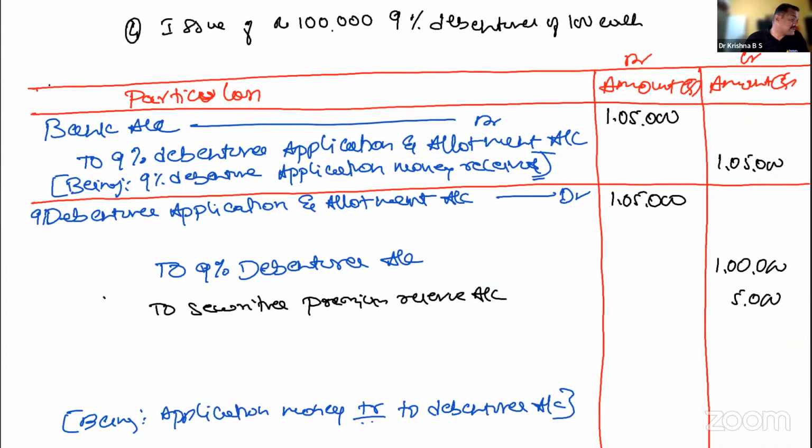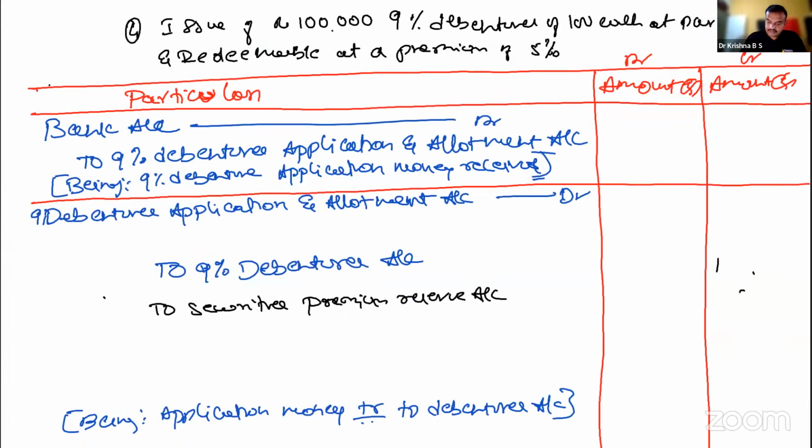Issue of rupees 9% debentures of 100 each at par, redeemable at a premium of 5%. Let me erase this. Okay, now the first entry is the same. Bank account debited to 9% debentures account. That will be the same. So here we have issued at par.